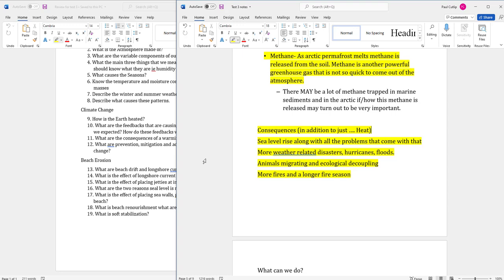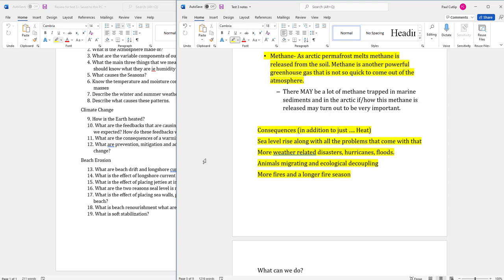More weather-related disasters, hurricanes, floods, droughts. I mean, we call it climate change because the effects are actually different everywhere. Overall, the planet is warming, but what that means in different locations varies from one location to another.